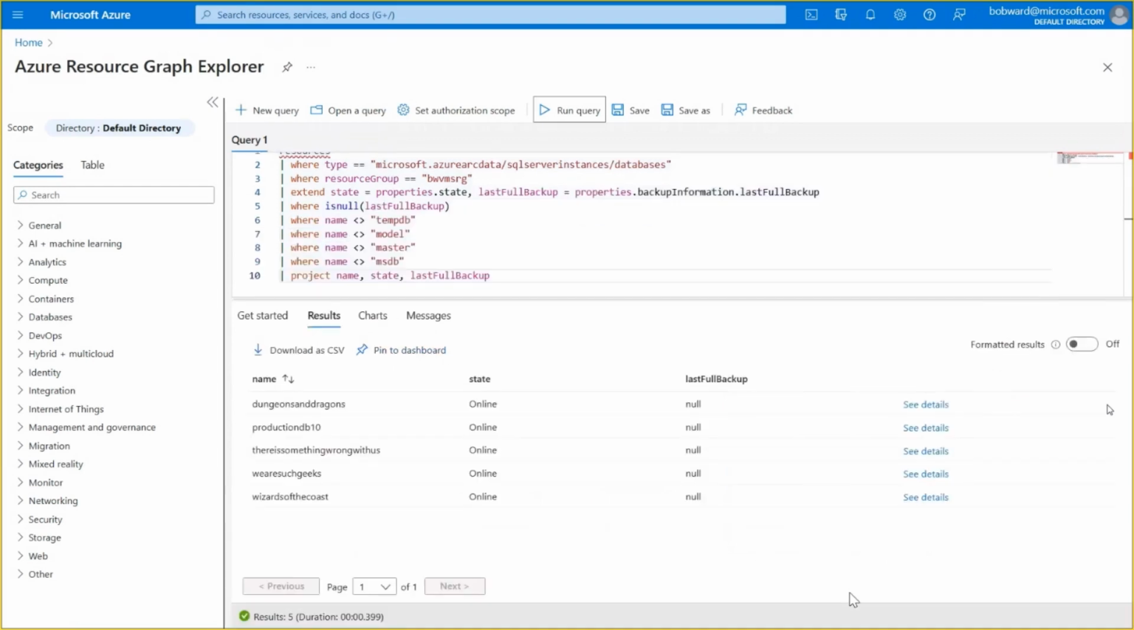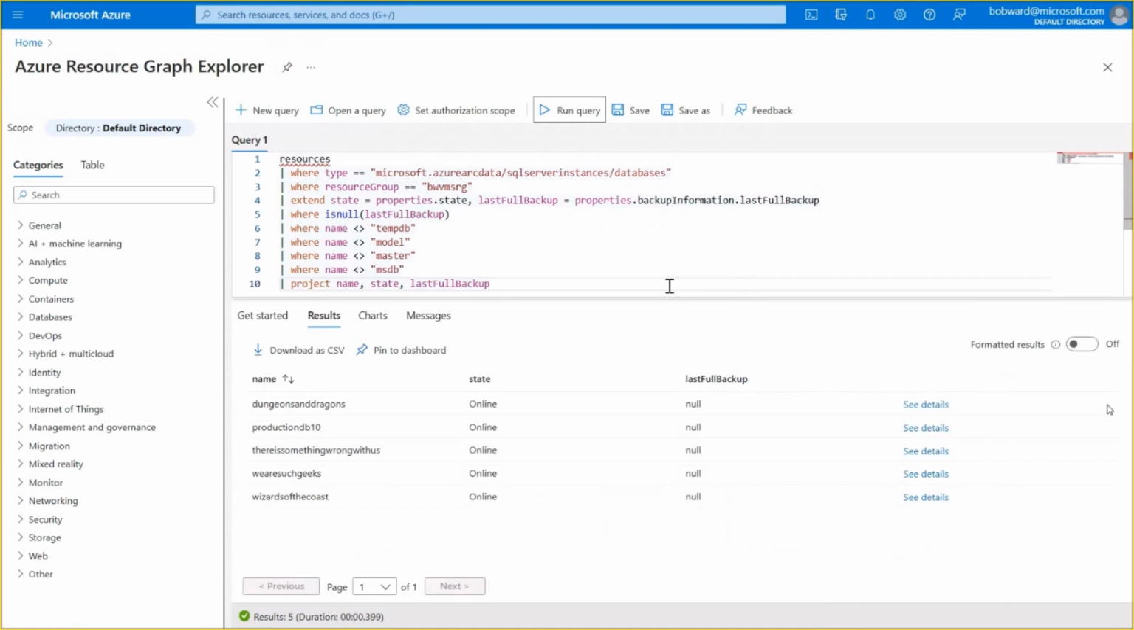So, and again, this is all free. This is part of our free inventory. How about this one? How about which databases haven't been backed up? Anna, you wouldn't believe this, but I've run into customers where this happens. They haven't backed up their databases. They don't know which ones.